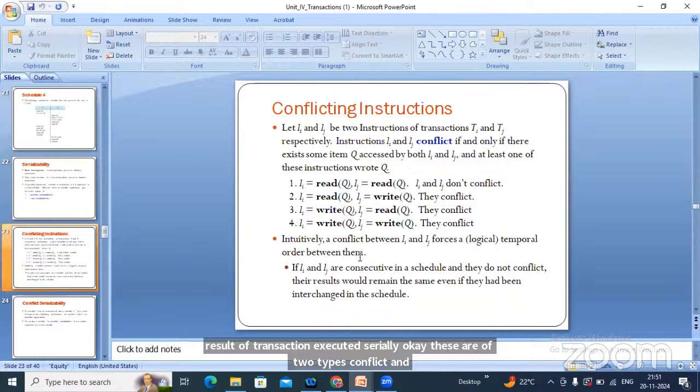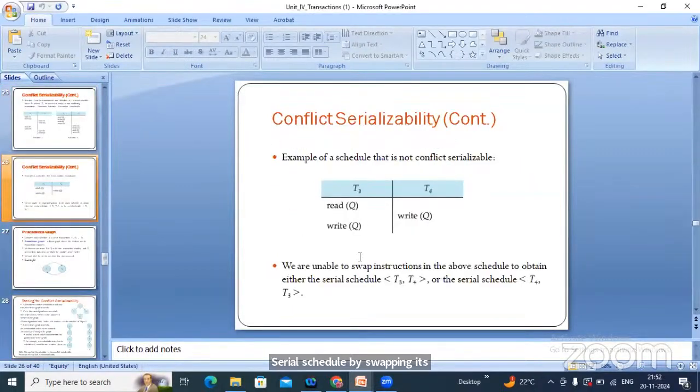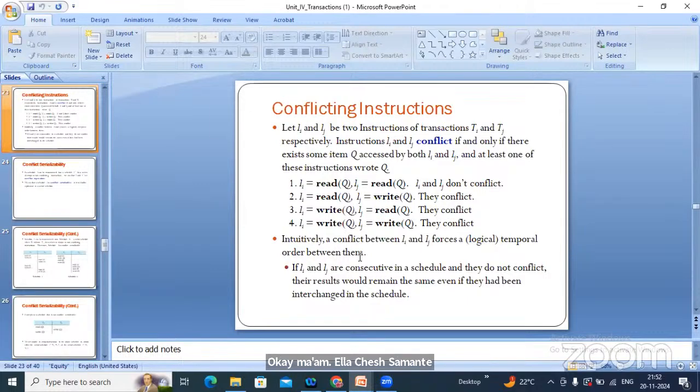Conflict serializability is used to check whether a given non-serial schedule is conflict serializable or not. How do we check? By converting the non-serial schedule into a serial schedule by swapping its conflicting operations. Okay? What you need to remember in conflict is that a non-serial schedule is given first, and you have to make it a serial schedule. How? By swapping.